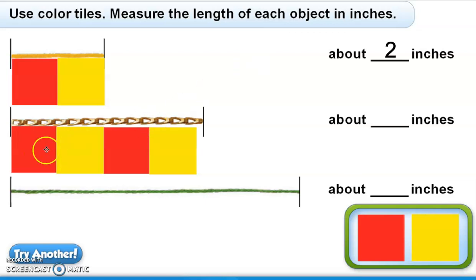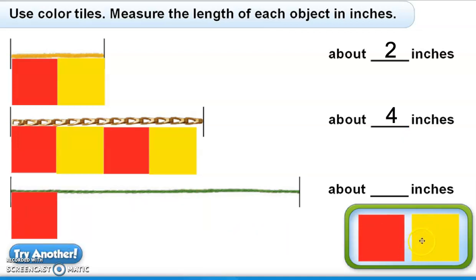So let's count how many tiles we have here. 1, 2, 3, 4. So we can say that this chain is about 4 inches. It's not quite 4 inches. It's actually a little bit longer. But it's not 5 inches. We know that for a fact. So we can say it's about 4 inches. All right? And then let's measure our last one here.